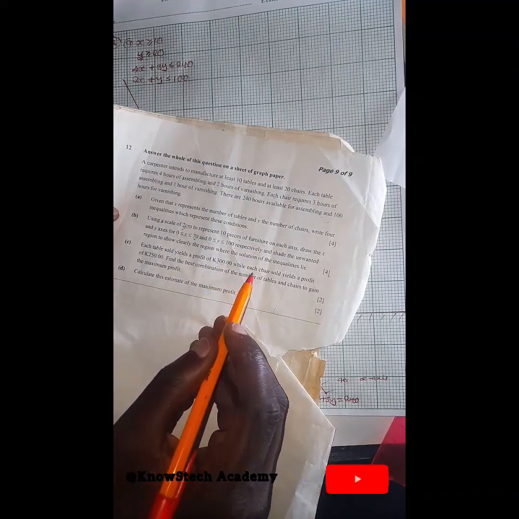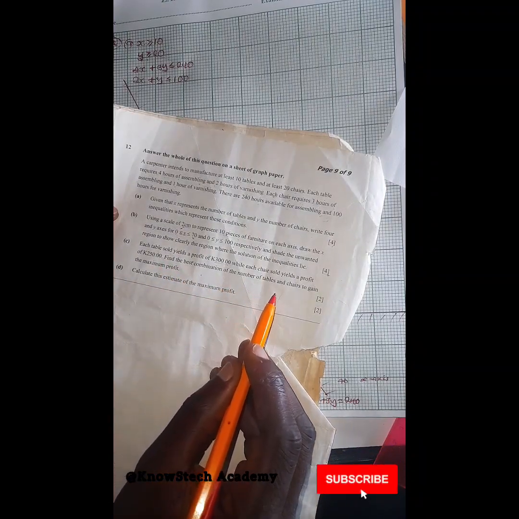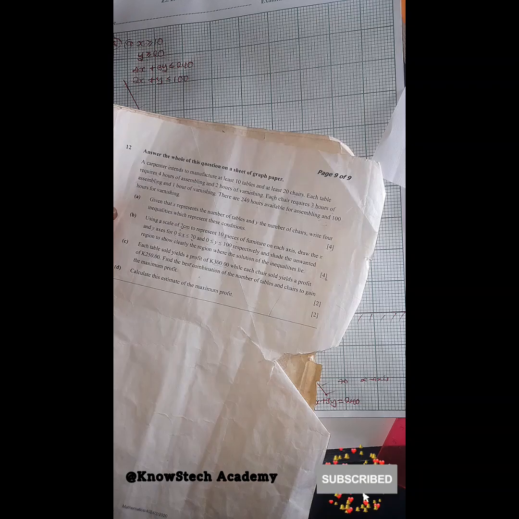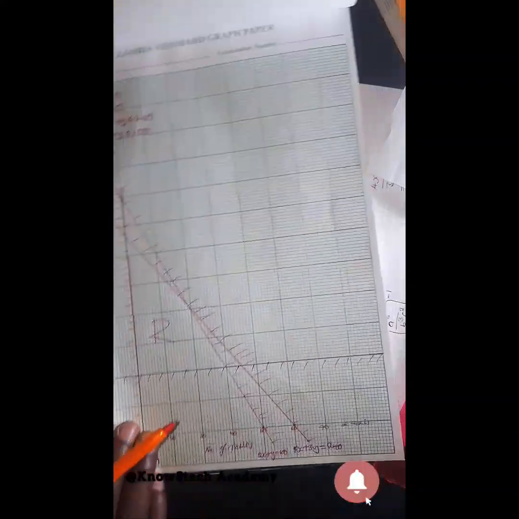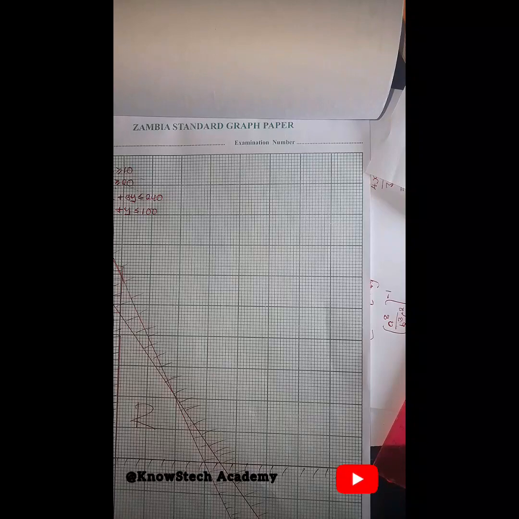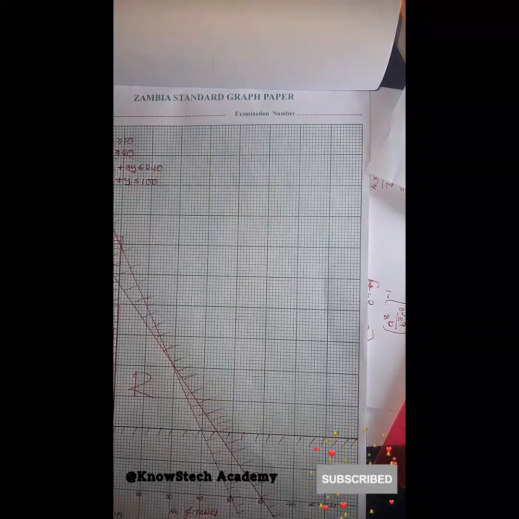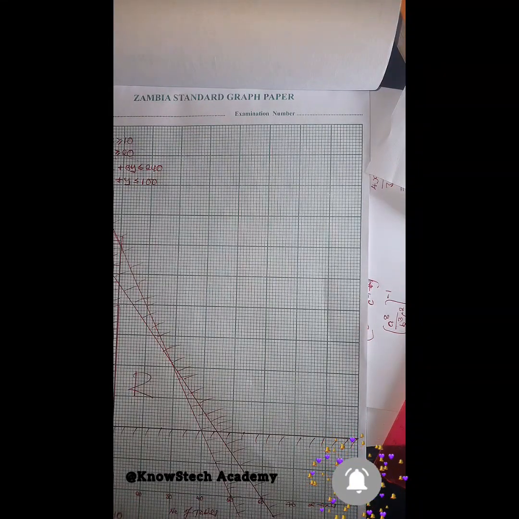So here, the question we are given is that each table sold yields a profit of 300, while each chair sold yields a profit of 250 kwacha. Find the best combination of the number of tables and chairs to gain the maximum profit. First, we are going to come up with an objective function. An objective function is the function we're going to use to find how we can maximize profit.